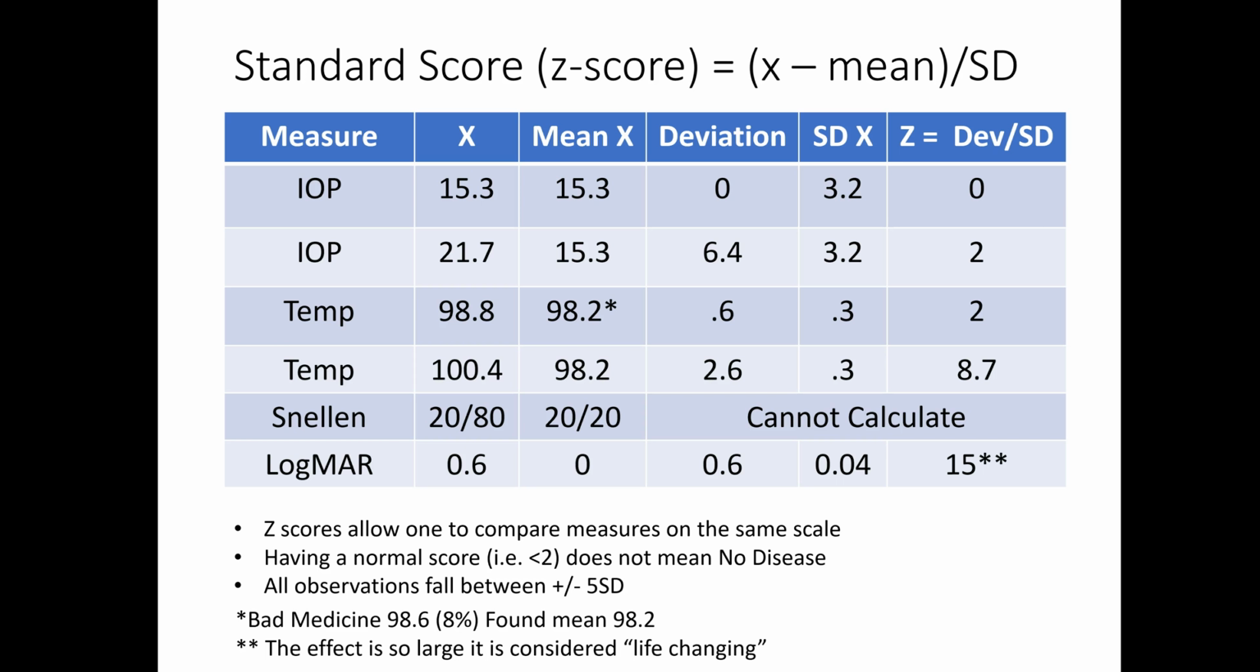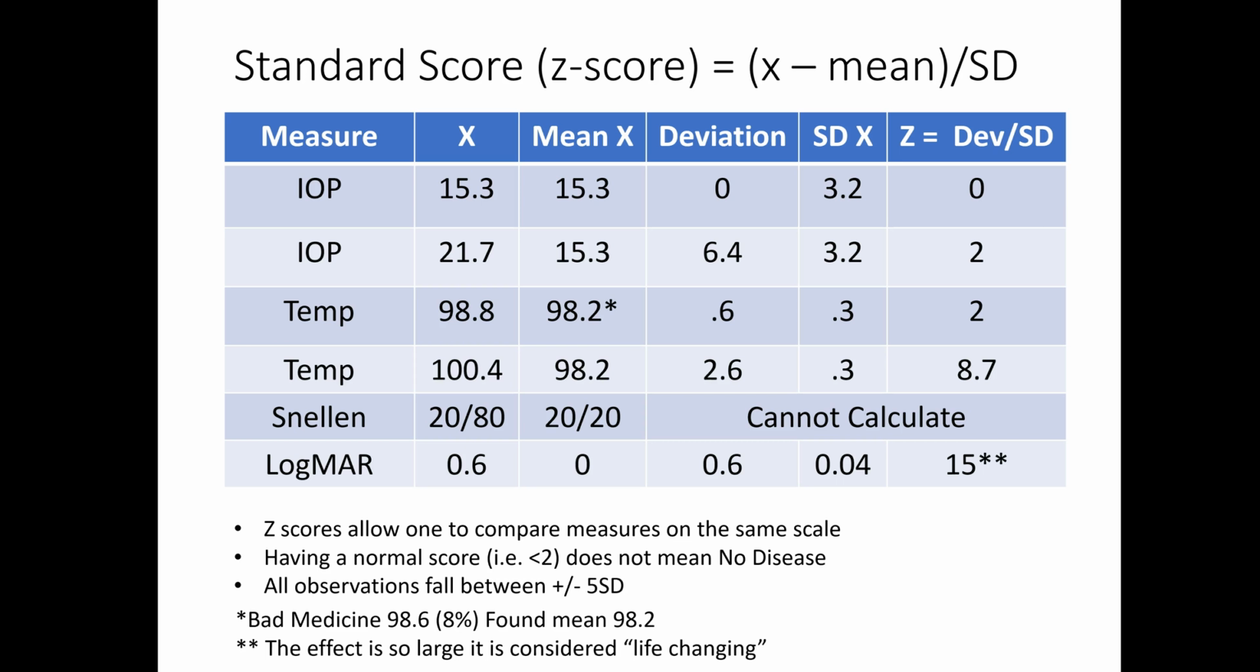If you have an IOP of 21.7 with a mean of 15.3, the deviation is 6.4, divided by 3.2 is 2, a z-score of 2. It's 2 standard deviations. 21.7 is 2 standard deviations away from the mean.